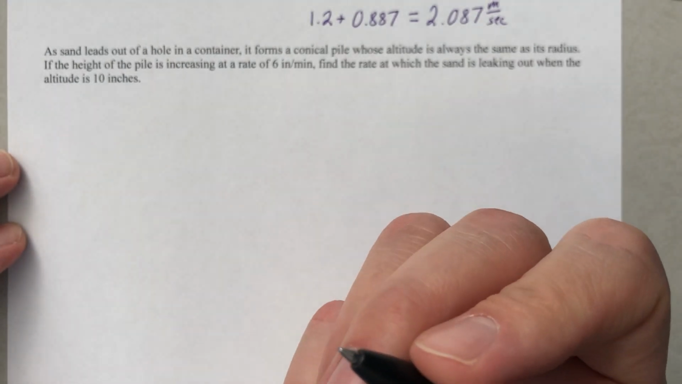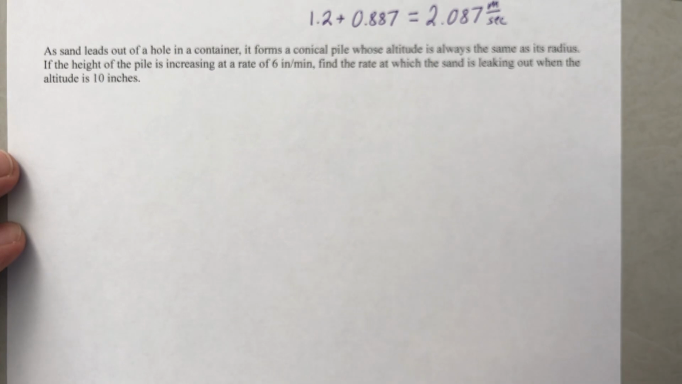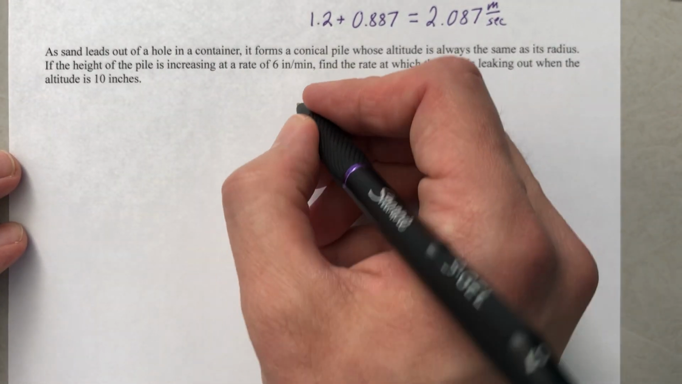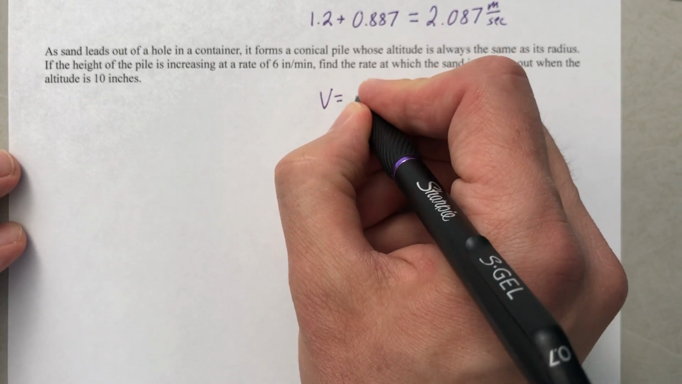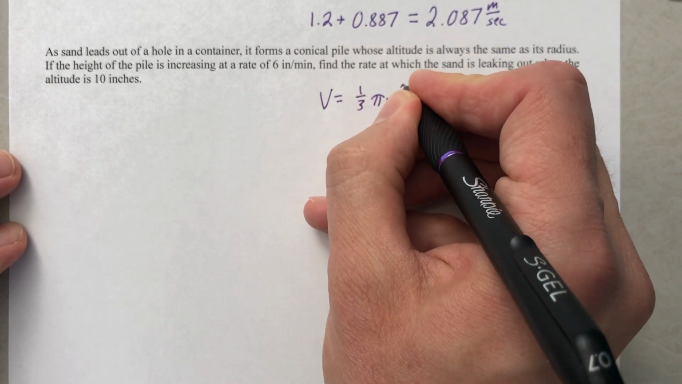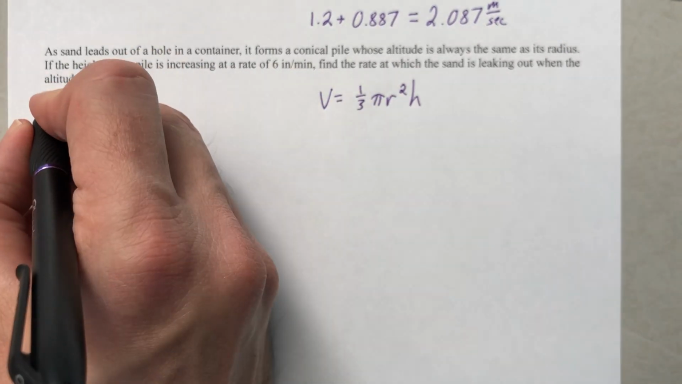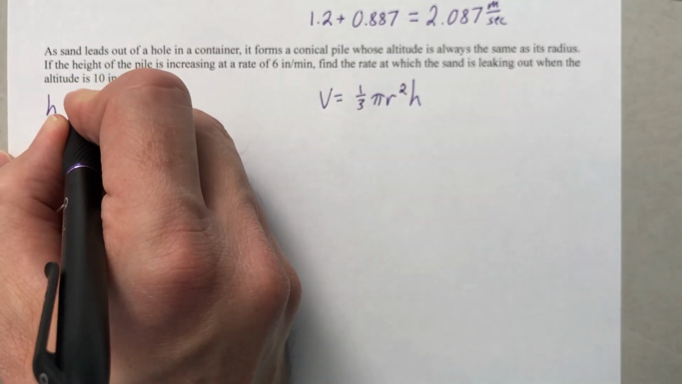Maybe we'll be dealing with volume. Maybe we'll be dealing with surface area. By the way, seldom do you deal with the surface area of a cone, so let's just go ahead and deal with the volume of a cone. And when you read, you'll realize that. 1/3 pi r squared times h, that's the volume of a cone. And the altitude, height, is always the same as its radius.